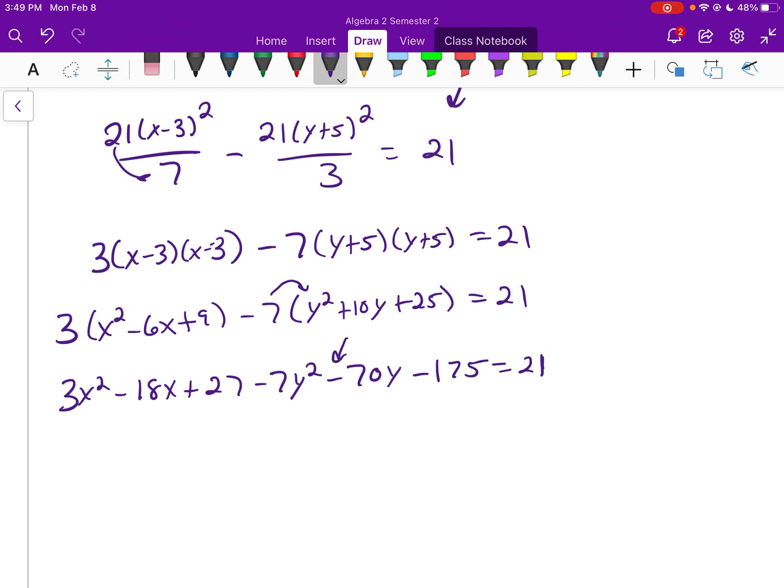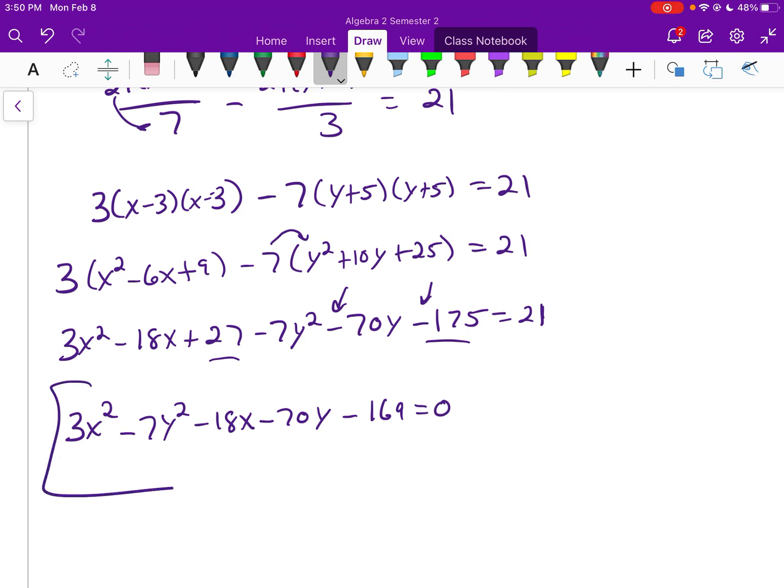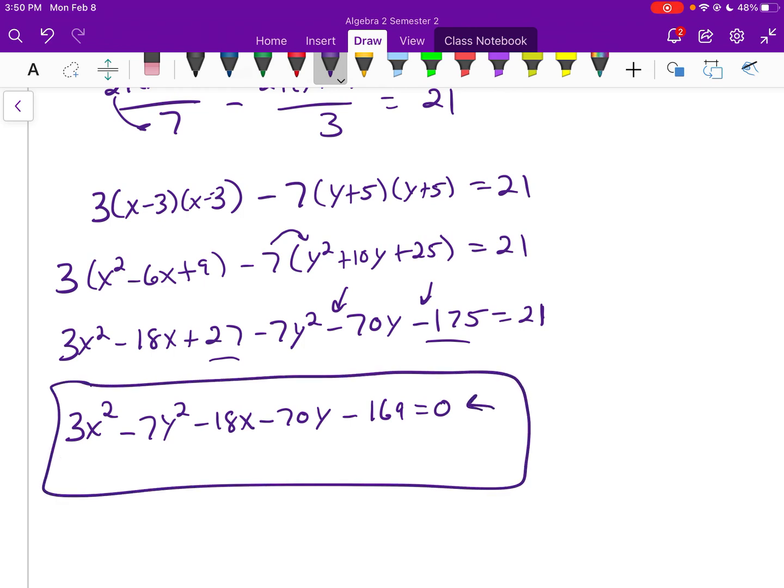A lot of people will mess up on their signs there. You have to distribute the negative with it. Then getting everything in the proper order, your squared terms go first. So 3x squared minus 7y squared minus 18x minus 70y, and then 27 minus 175. And you're actually going to subtract that 21 as well, which will give us minus 169 set equal to 0. Again, in expanded form, it will be set equal to 0.